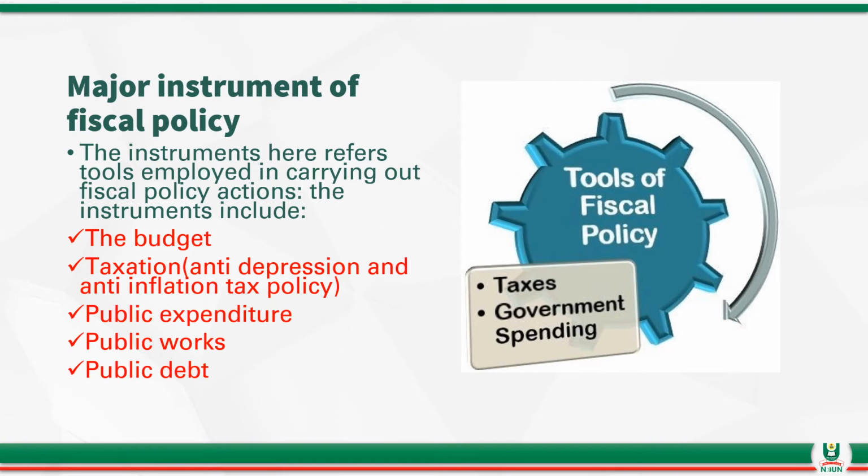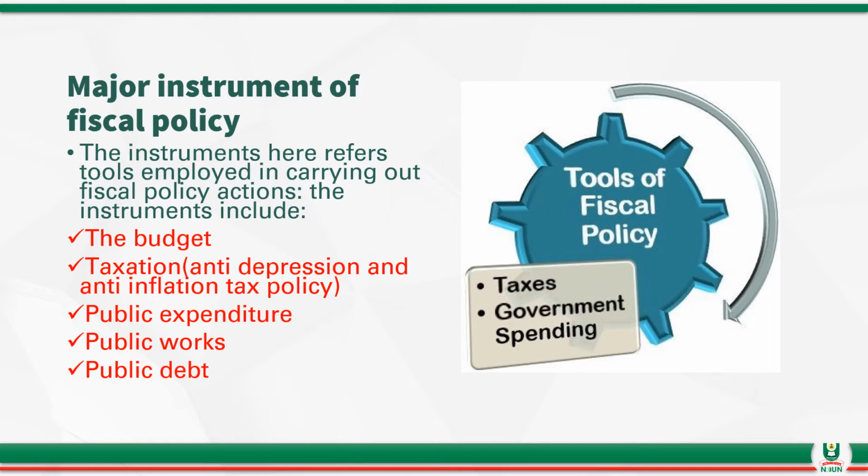Now, what are the major instruments of the fiscal policy? Instrument here refers to the tools employed by the government in carrying out their fiscal policy actions. The major instruments of the fiscal policy include the following. 1, the annual budget. The budget is an instrument which is used to manipulate the economy towards the desired direction.